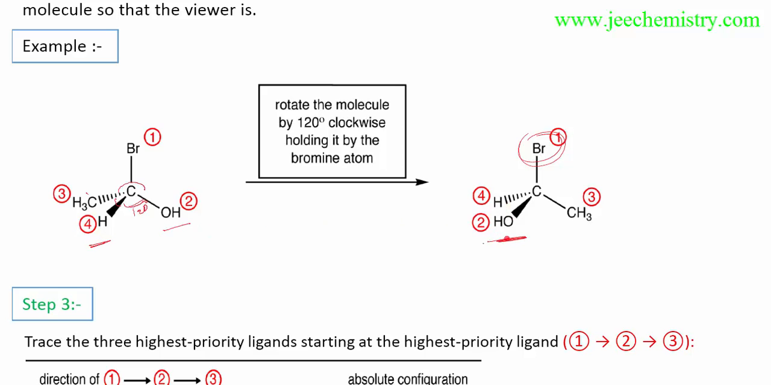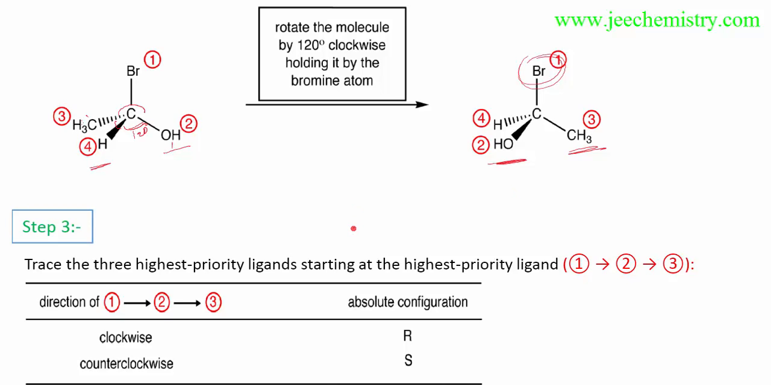Here, in the OH position, H will go in the CS3 position, and CS3 will come in the OH position. This way, the fourth lowest priority group goes in the dash position, in the backward direction, away from the viewer. This is the correct structure.